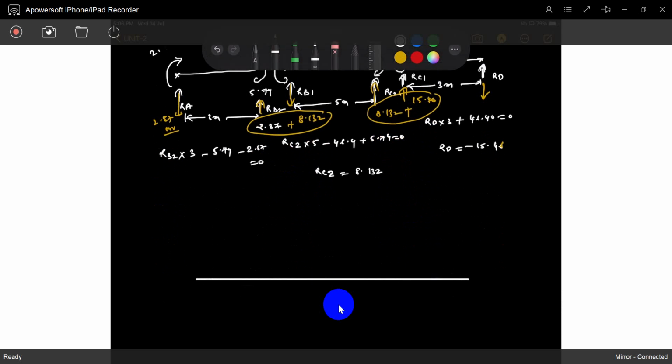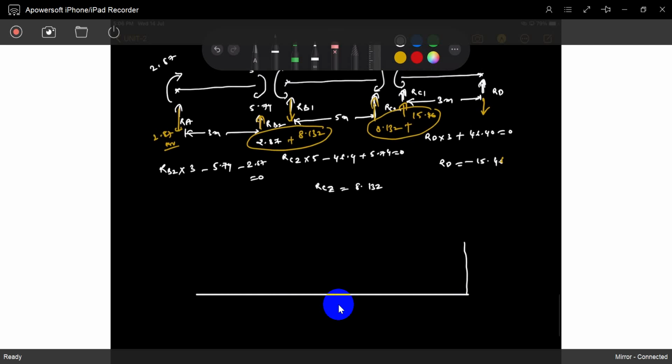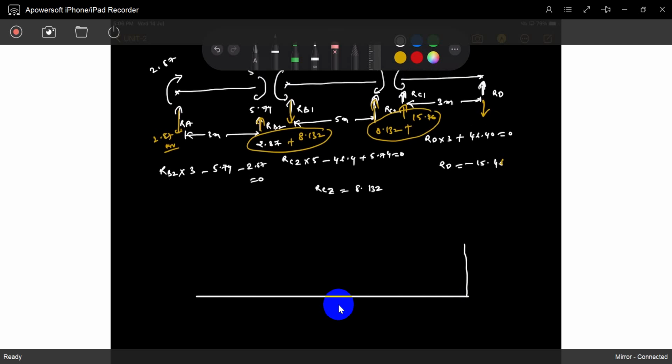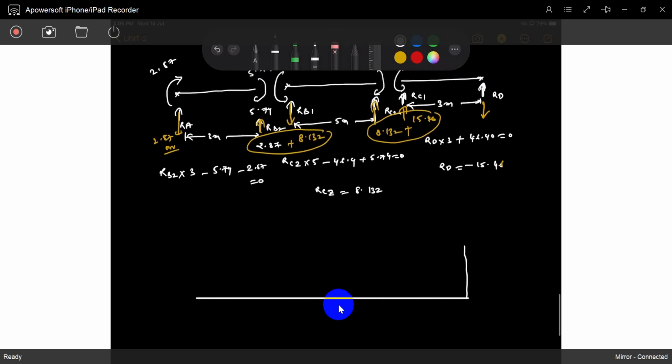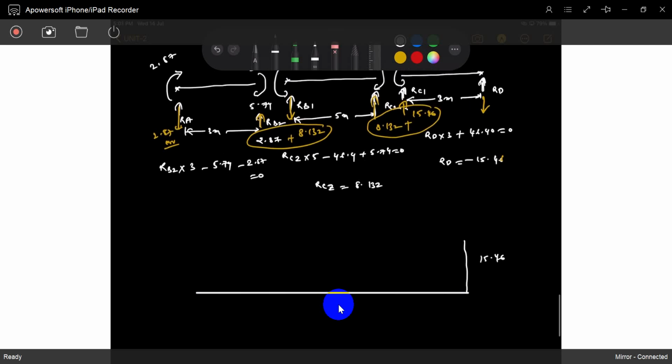Can you write it? So see, it directly comes to the top. It's the bottom now, so downwards we can write it as positive. So at the top, what is the value? The value is 15.46.